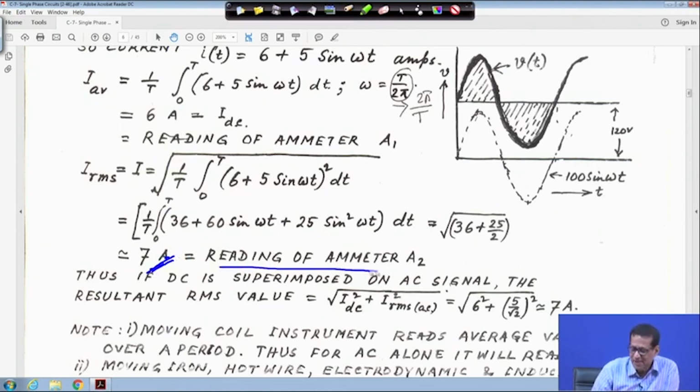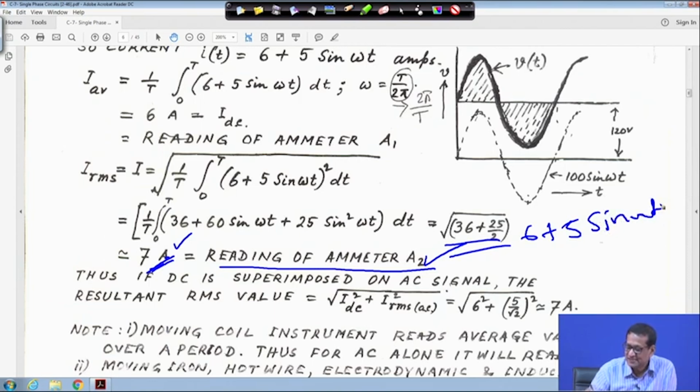So that will be the reading of ammeter A2, that is the moving iron ammeter. It will measure this RMS value. Ultimately, the current was 6 plus 5 sin omega t, that is i(t). This is the fixed, constant value, and this is the peak value. The peak factor is root 2, so the RMS value of the current will be 5 by root 2 ampere.